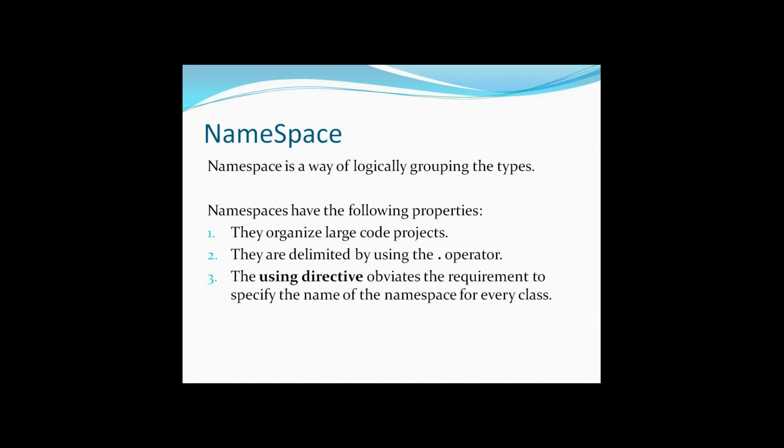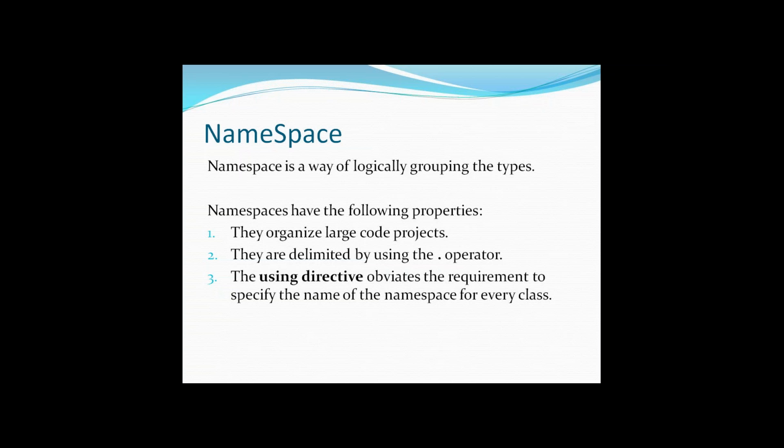Good. So all the types which are required for creating certain functionality, or all the types related to certain predefined functionality, would be grouped together using your namespace. Understood, or you want me to explain it again? Good. So what is the purpose of namespace and what are the properties associated with it?